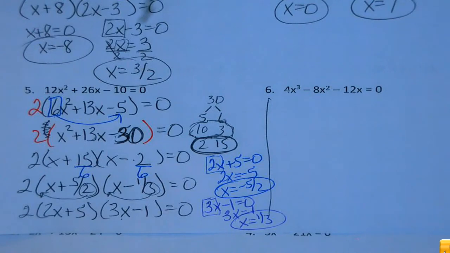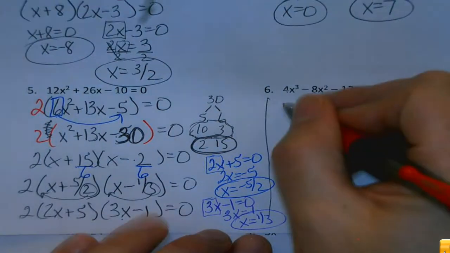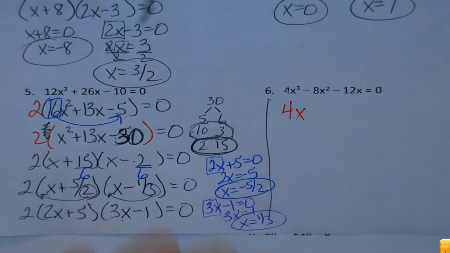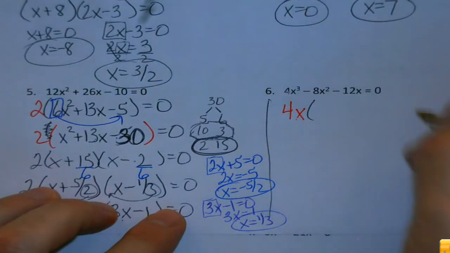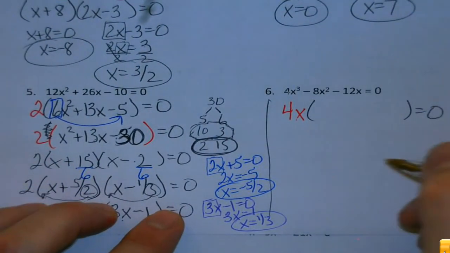Here we go again. 4x cubed, 8x squared, 12x. What do they have in common? 4x. Don't get freaked out at the fact that you're seeing x cubed. Don't worry, I'm not making you factor x cubed at this point. It probably means that there's an x to be taken out.